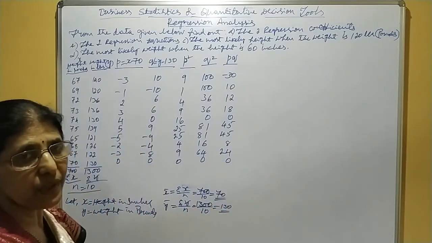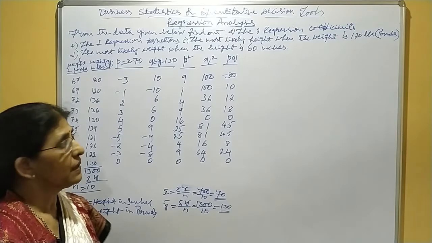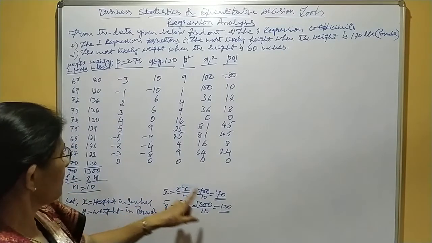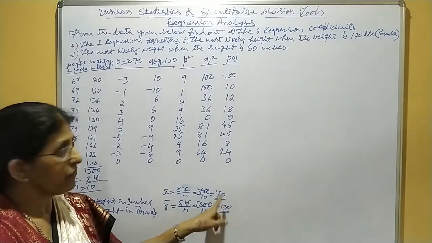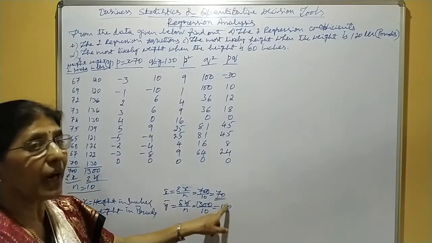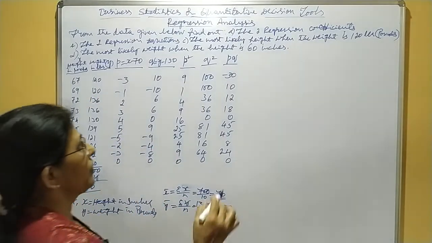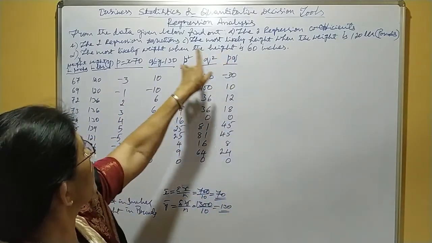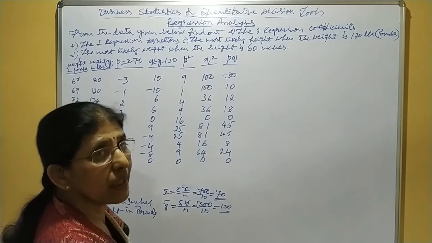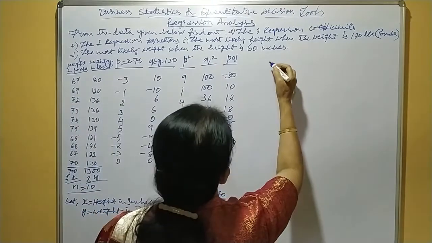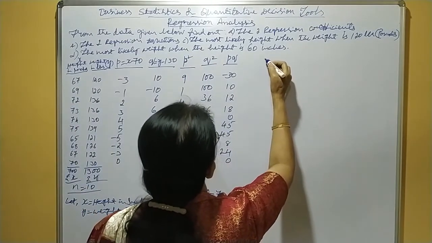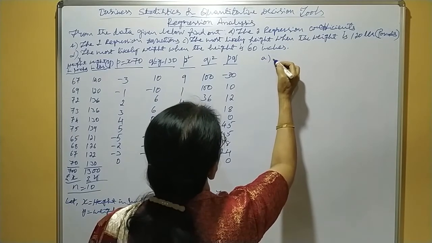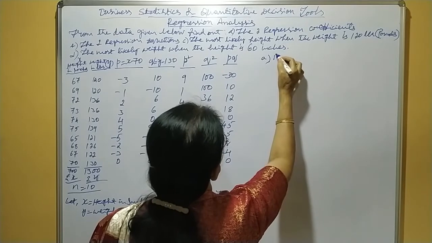Okay. Now, to apply the formula, here we have taken deviations from arithmetic mean. Therefore, the first question is to find out the two regression equations. That means to find out two regression equations, the first one is the regression equation of x and y.